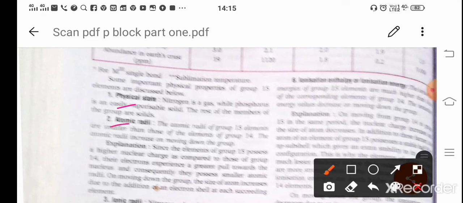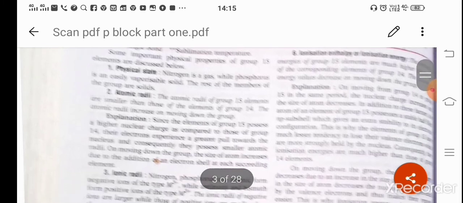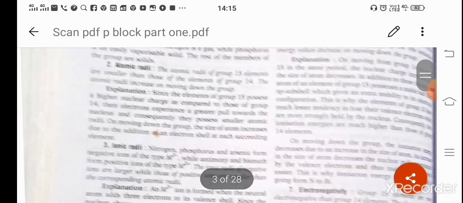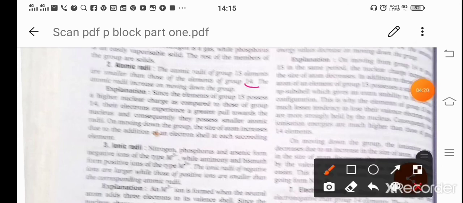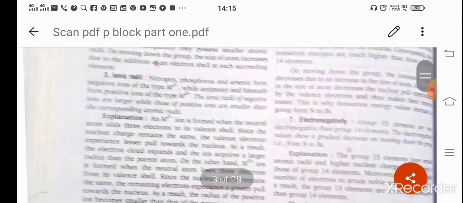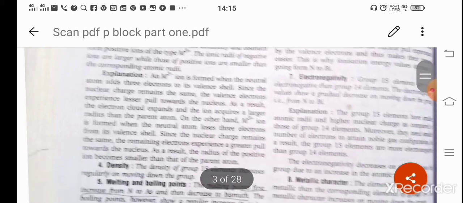Atomic radii. What do we understand by atomic radii? Atomic radii means the distance from the nucleus to the outermost shell, and in group 15 we observe that down the group atomic radii increases due to increase in the number of shells. If we compare the atomic radii of group 15 to group 14, we observe that the atomic radii of 15 will be slightly less than 14. Ionic radii also follow the same order.